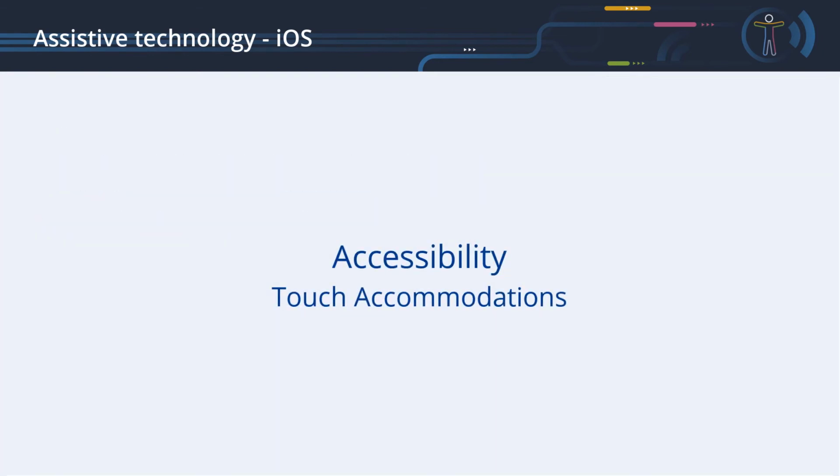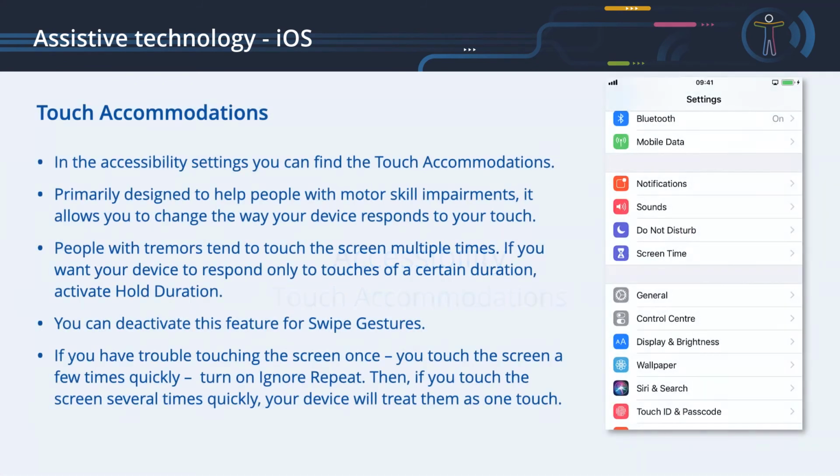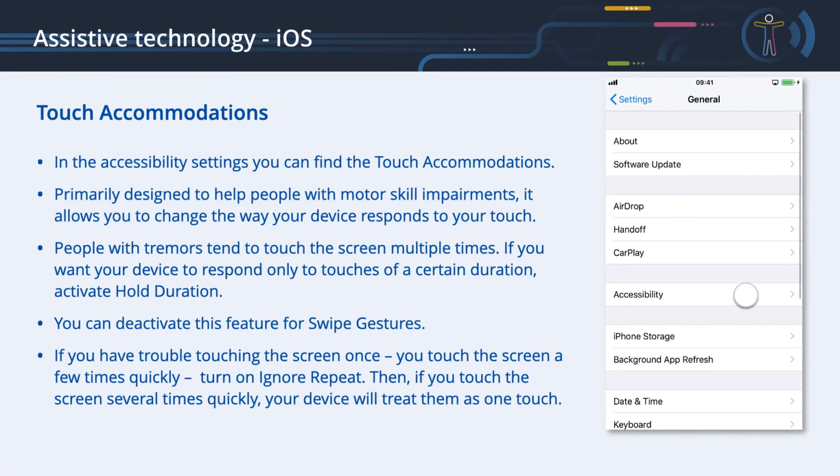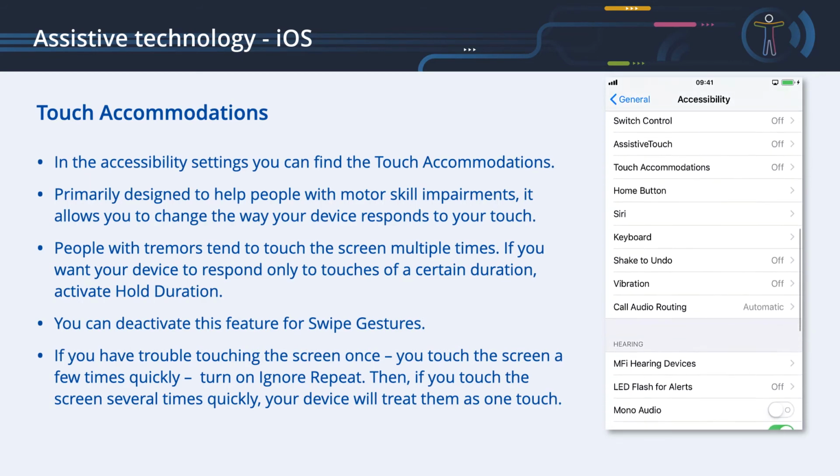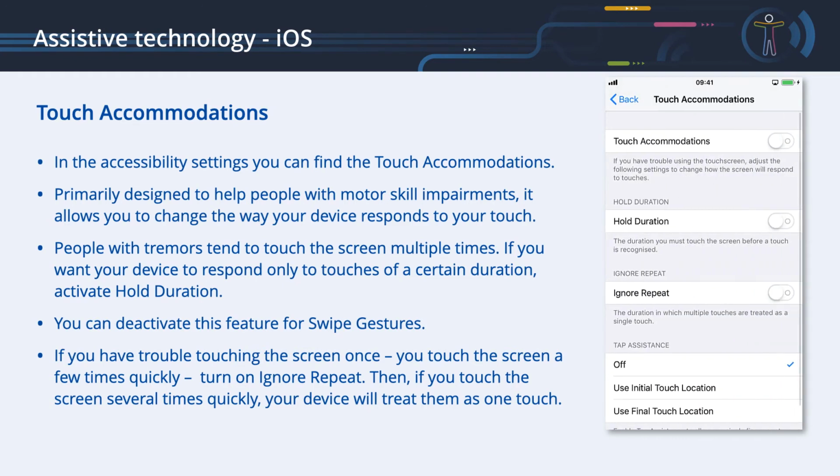Touch accommodations. In the accessibility settings, you find the touch accommodations. Primarily designed to help people with motor skill impairments, it allows you to change the way your device responds to your touch. To use this feature, activate the switch at Touch Accommodations.